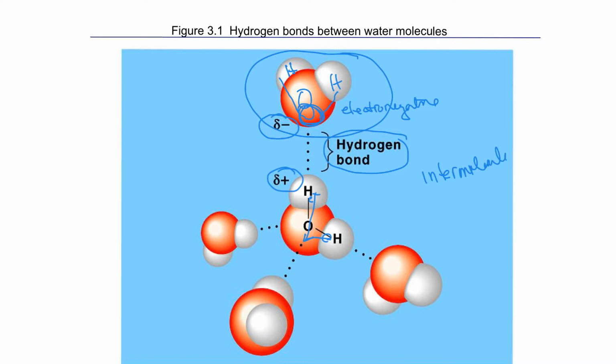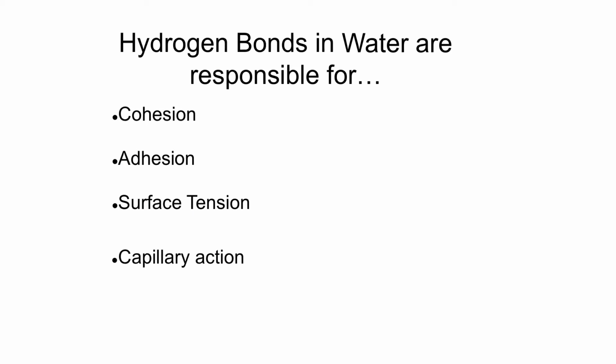And so there is a type of bond called an intermolecular bond. It's not a bond that holds atoms together, but it is a bond that attracts separate water molecules towards each other. And so a very special type of intermolecular bond is called a hydrogen bond, and that's what makes water have its unique characteristics. Because of this hydrogen bonding, water has these crazy characteristics.